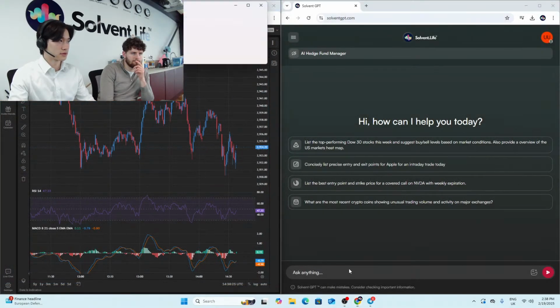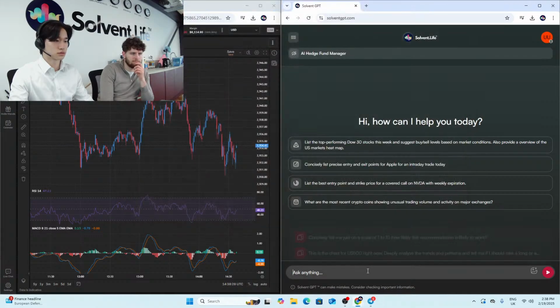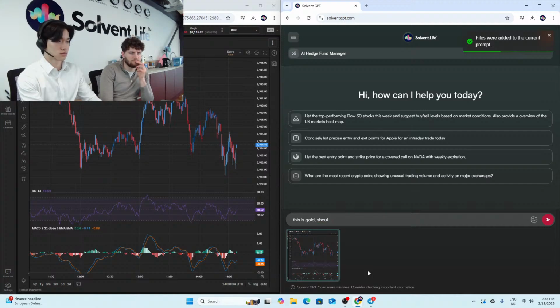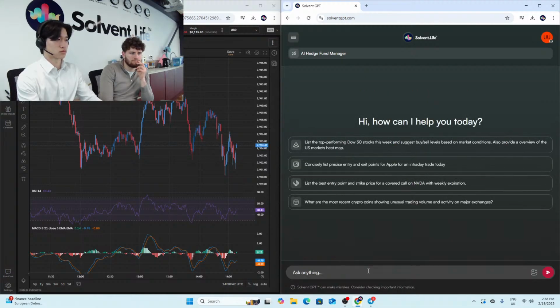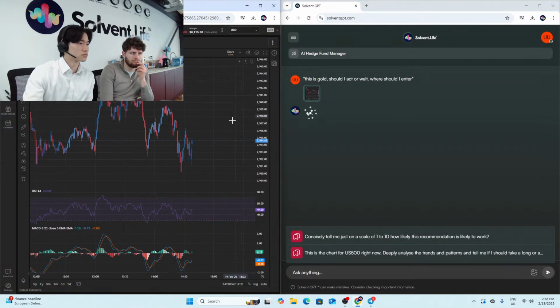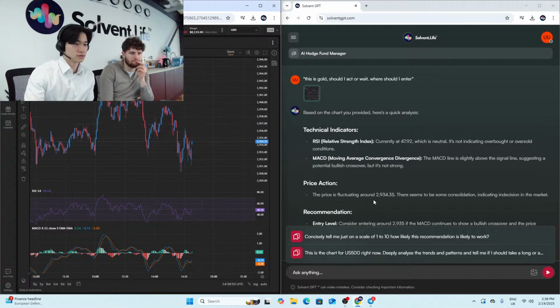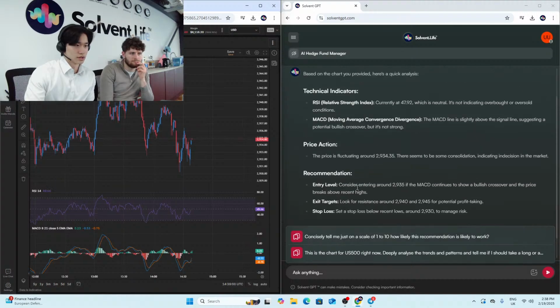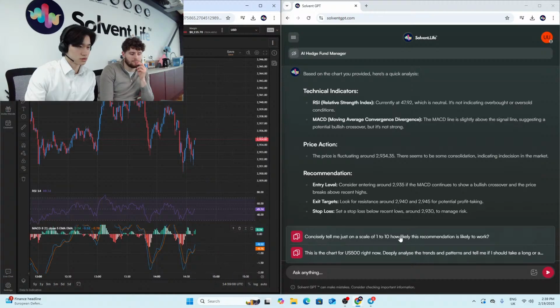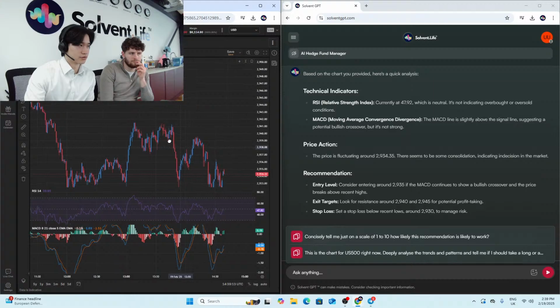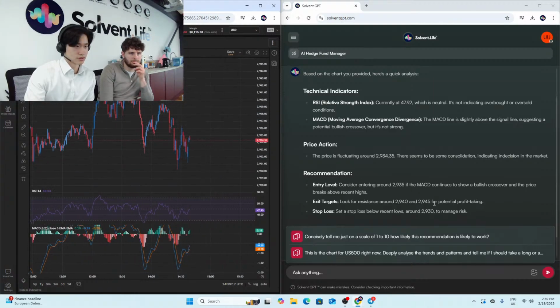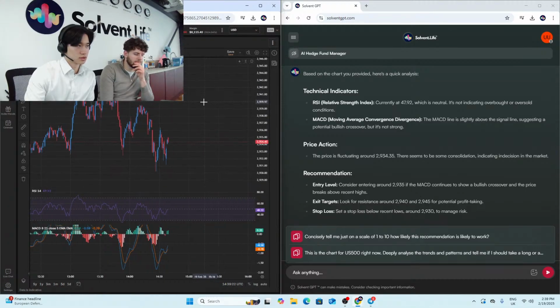Let's take a screenshot. Gold. Consider entering around 2935 if MACD continues to show bullish crossover and price breaks above recent highs, for resistance around 2940. Set a stop loss below recent lows.